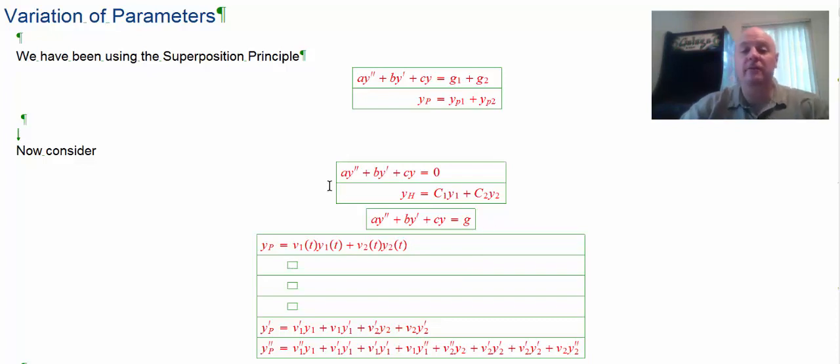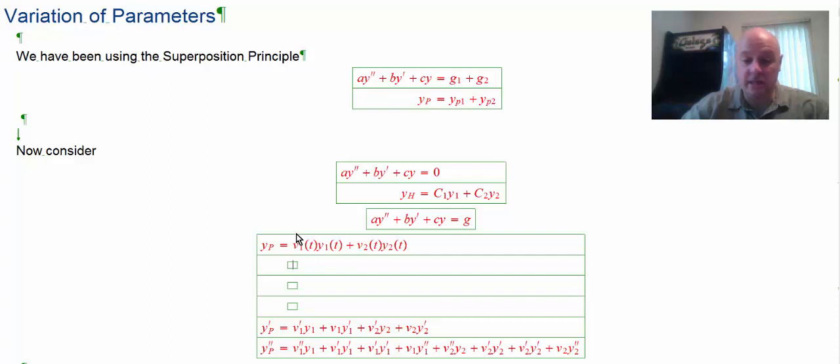So if we're subbing this particular solution into the left-hand side of this non-homogeneous differential equation, then I need the first derivative and I need the second derivative. So here's our proposed particular solution, v1y1 plus v2y2. The v's are both functions of time, and the y's are functions of time.